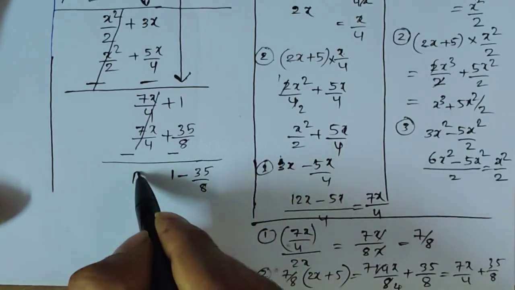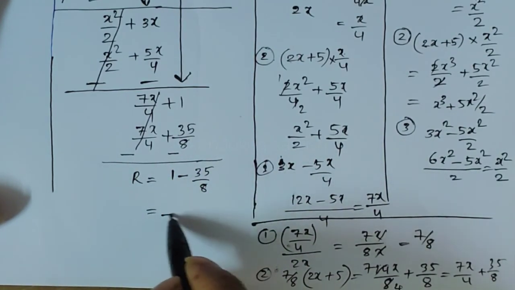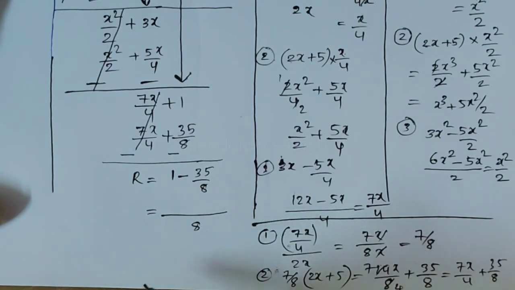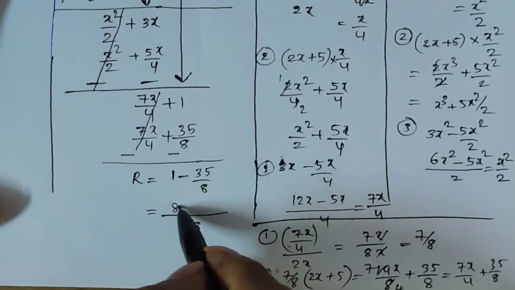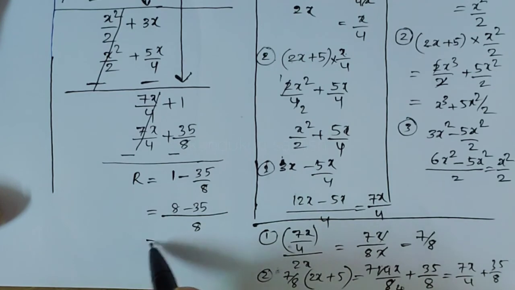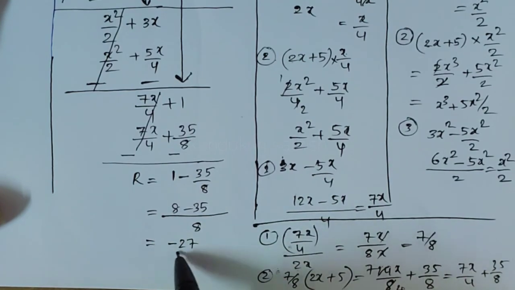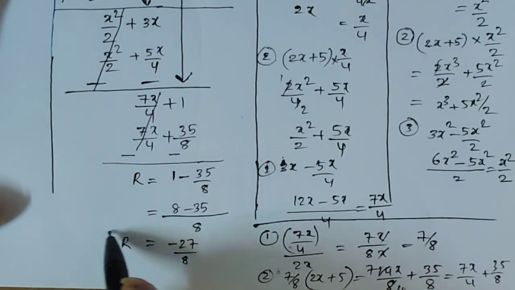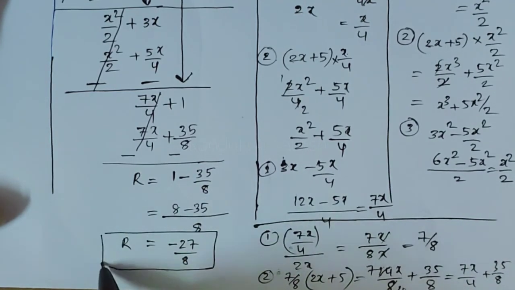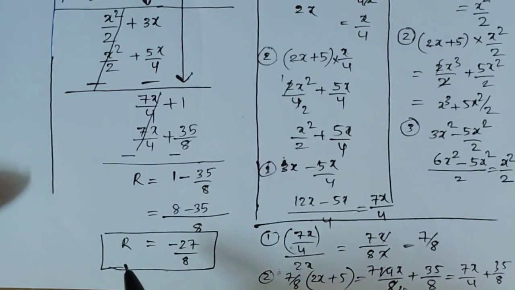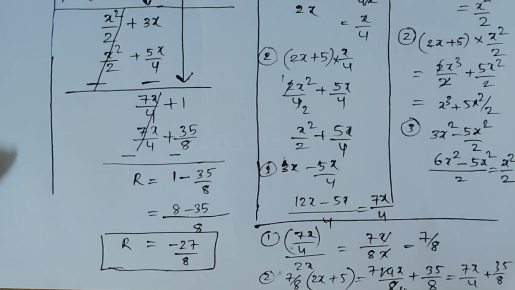So this is the remainder. Take the LCM, which is 8. 8 ones are 8, minus 35. 8 minus 35 will become minus 27 by 8. So this is the remainder, and this is the answer for this problem. In this way we can solve this kind of problem.